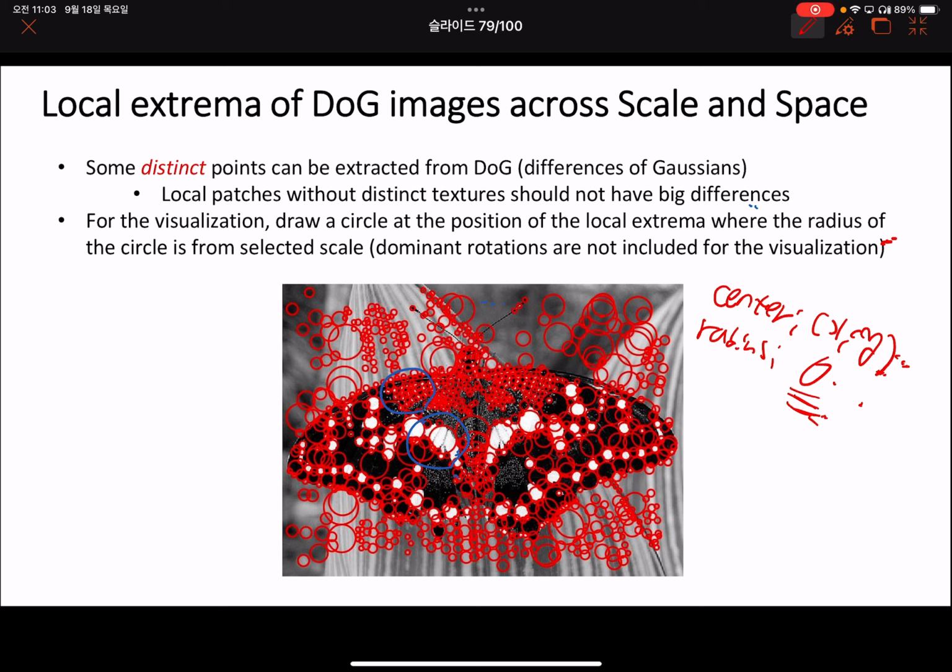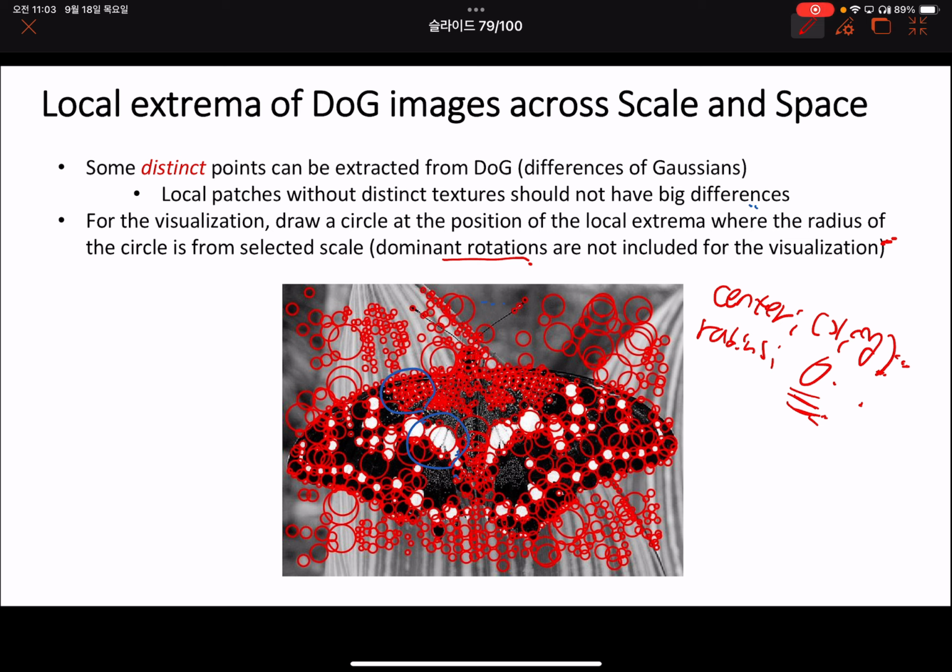Actually, in addition, we can find dominant rotation. We didn't include dominant rotation in this visualization, but as I said, we draw a histogram of gradient. Then we can find a dominant rotation from the histogram. We can just select the gradient where the frequency is the largest, right? That means the dominant gradient. And then we can include rotation as well in the visualization.